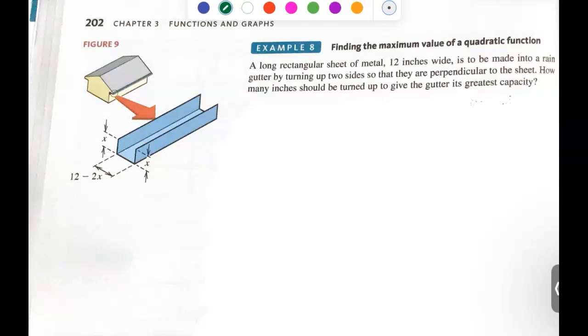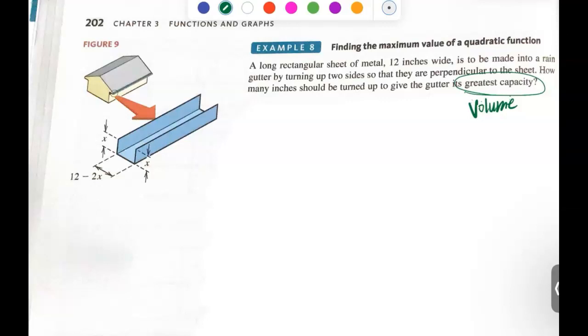When I first read greatest capacity and I see this picture, I'm thinking volume. I'm thinking, what's the greatest amount it can hold, which would be its volume. However, when I look at the shape, I have its width and I have its height, but I don't have its length. So I would need width times length times height to find the volume of this rectangular object.